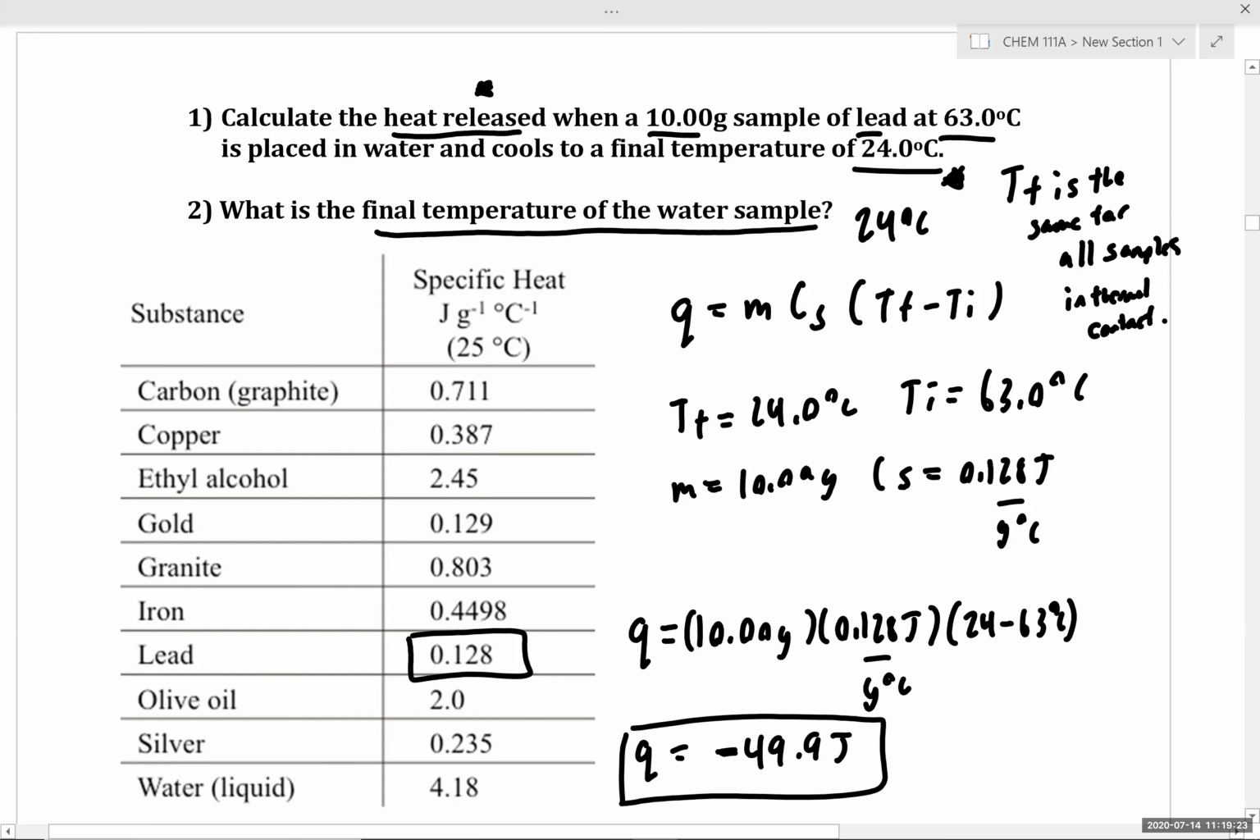So if heat is leaving our sample, just like, for example, if you pay for something and you lose money, the value and the sign would be negative. Does that make sense? Perfect.